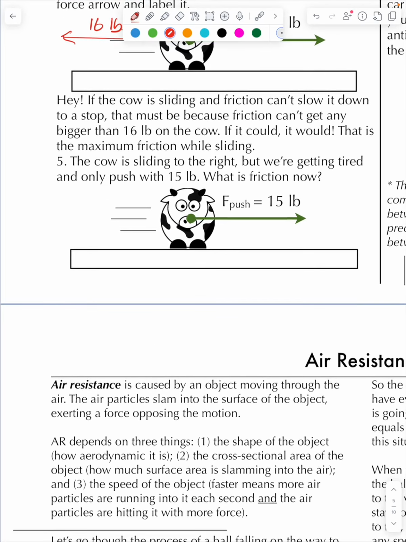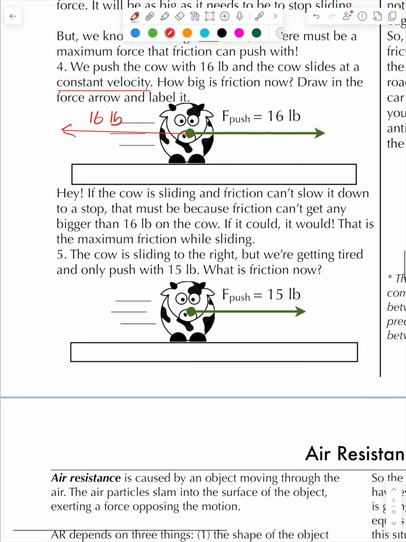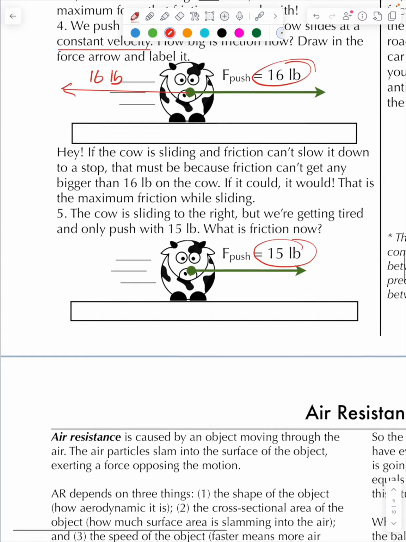So problem 5, let's say that I get a little tired and instead of pushing with 16 pounds, I'm going to only push with 15 pounds. Well, what's going to be the frictional force? Did you say 15? Then you're wrong. It's 16 pounds. So think about what I just said, or read that little paragraph. It doesn't matter what I do. If the cow is sliding, that kinetic friction force will remain a constant 16 pounds. That's why the cow will slow down.